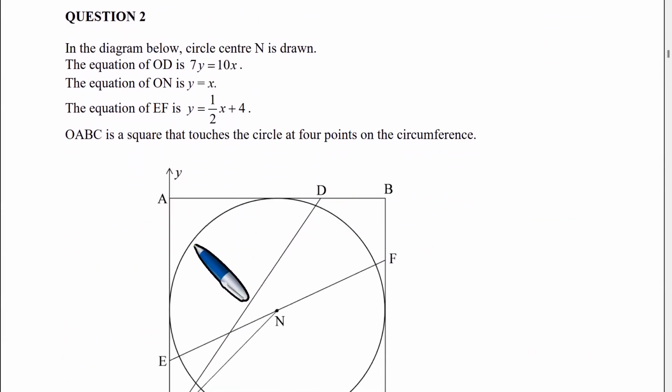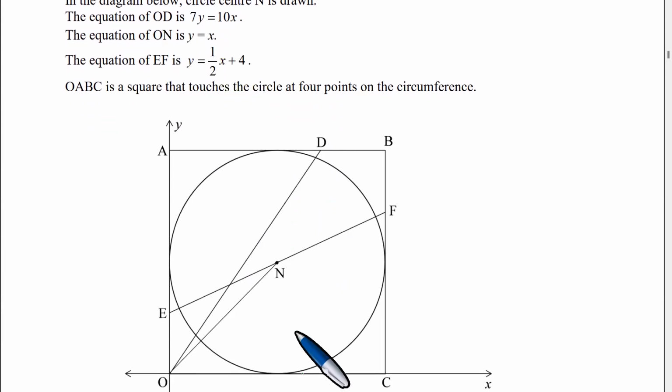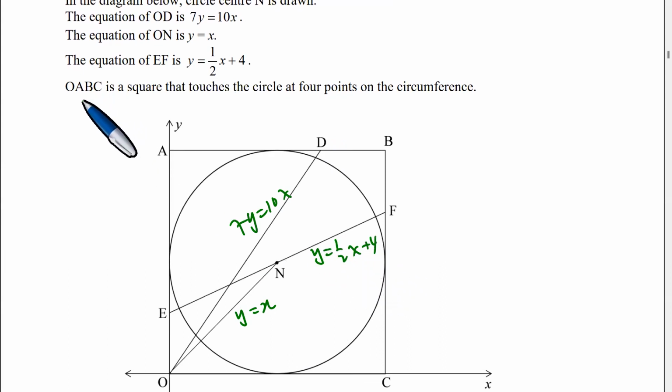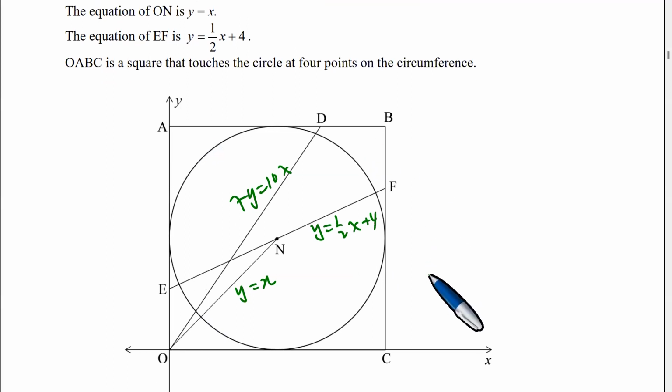Right, look at question 2 quickly without wasting time. In the diagram below, circle center N is drawn. The equation of OD is 7y equals 10x. The equation of ON is y equals x. The equation of EF is y equals a half x plus 4. OABC is a square. OABC is a square that touches the circle at 4 points.